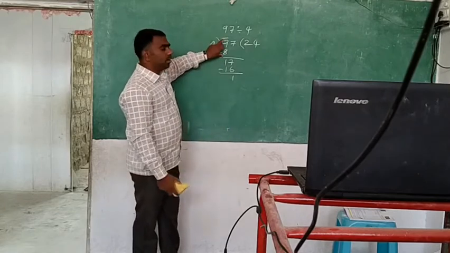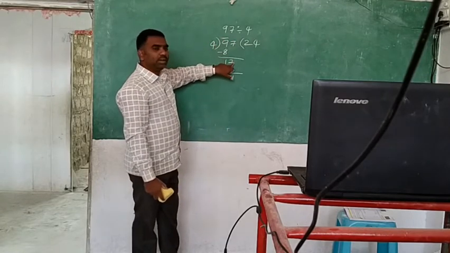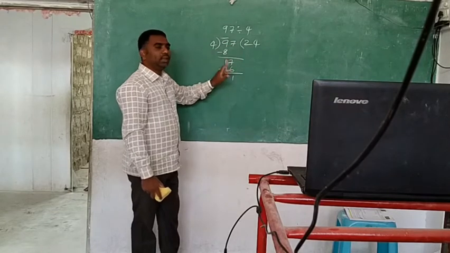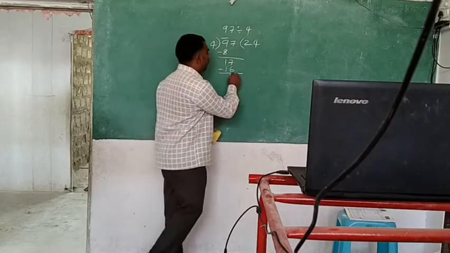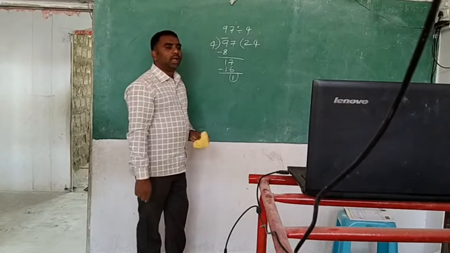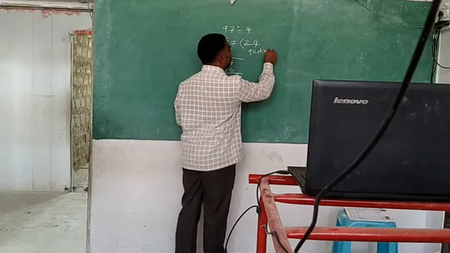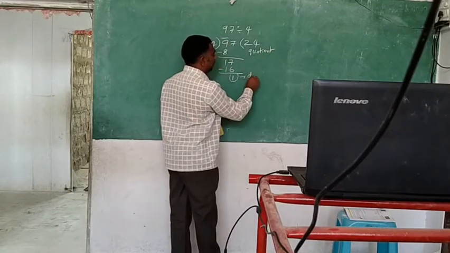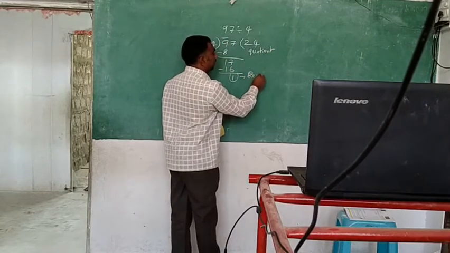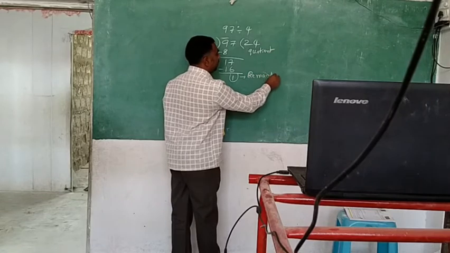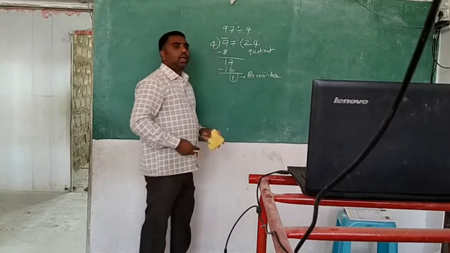In the first level 9 completed. In the second level 7 taken. Another number is not there to take. That's why you should stop here. And you should say this is the quotient, and this is the remainder. What is this? Remainder.